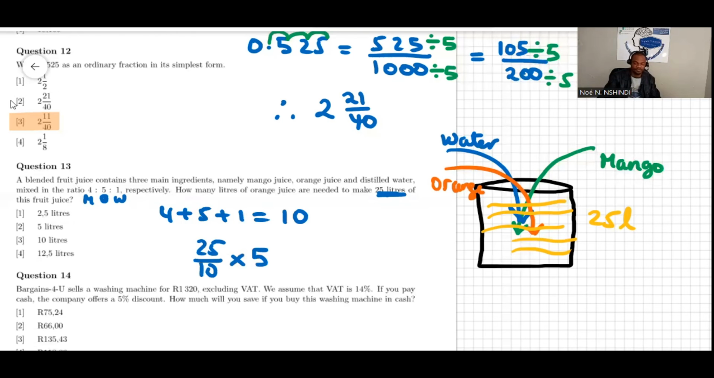Why 5? Because we put 5 liters of orange juice. This will tell us how much orange juice was in the container. If it was the mango juice, I'll multiply by 4. If it's for water, I'll multiply by 1. If I need to find the concentration for orange juice only, how much orange juice I put in there, it's going to be 25 over 10 multiplied by 5, which is equal to 12.5 liters of orange juice.